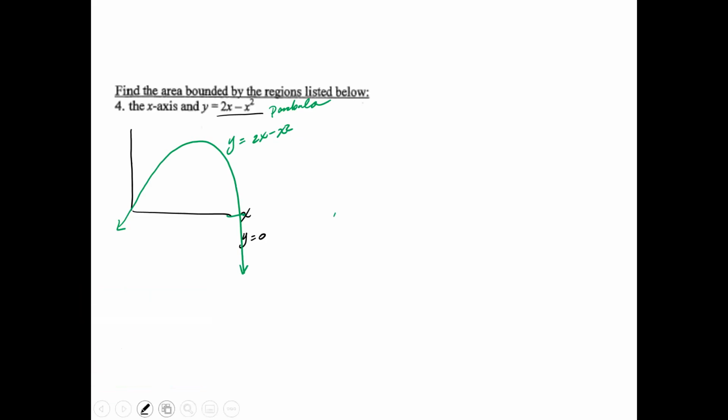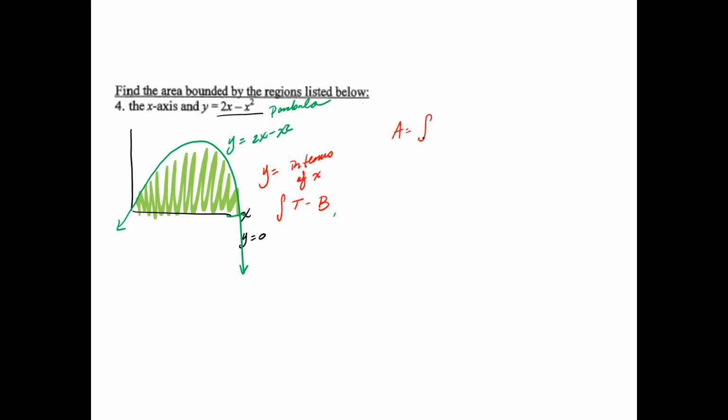So essentially, you're just finding the area that is going to be between this curve and the x-axis, which is at y equals 0. Because everything is already solved for y in terms of x, you're looking at the integral of the top minus bottom. And so let's set this up. My area is going to be an integral from, I need to know the intersection of this so that I know what the a and b will be equal to.